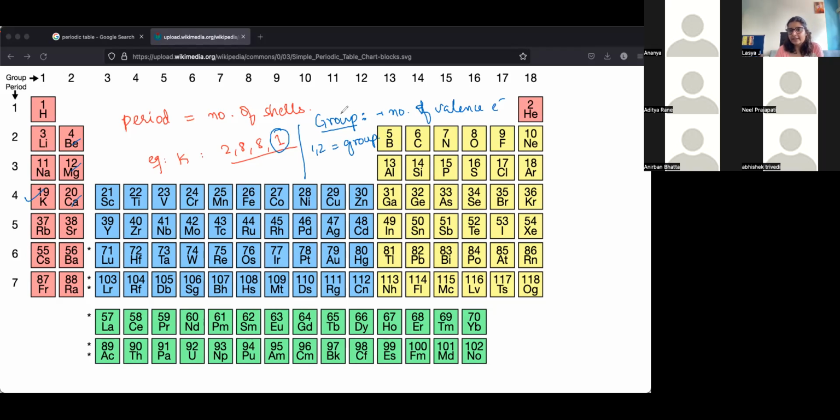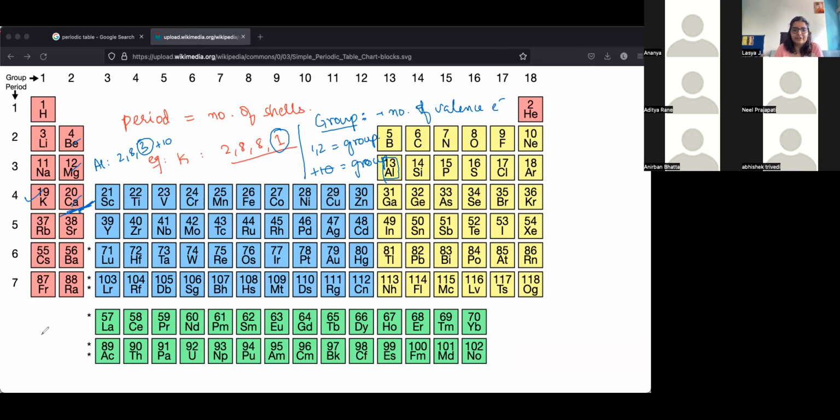Anything greater than that, if you have to figure out which group it's in, you need to do plus 10. Plus 10 will give you the group. Like aluminium, which is 2, 8, 3. 3 electrons, so 3 plus 10, aluminium is in the 13th group. I'm guessing you'll be asked these questions only till 20, so that's a very foolproof way it's going to work.